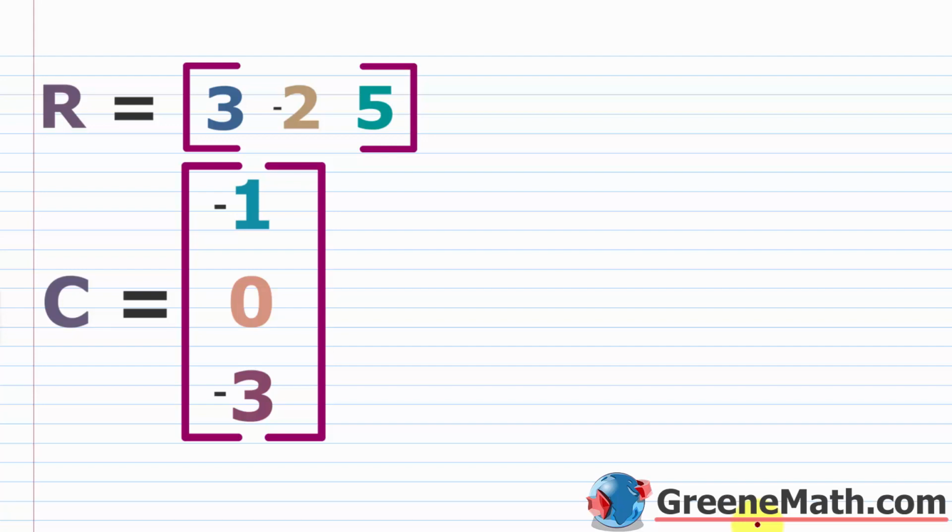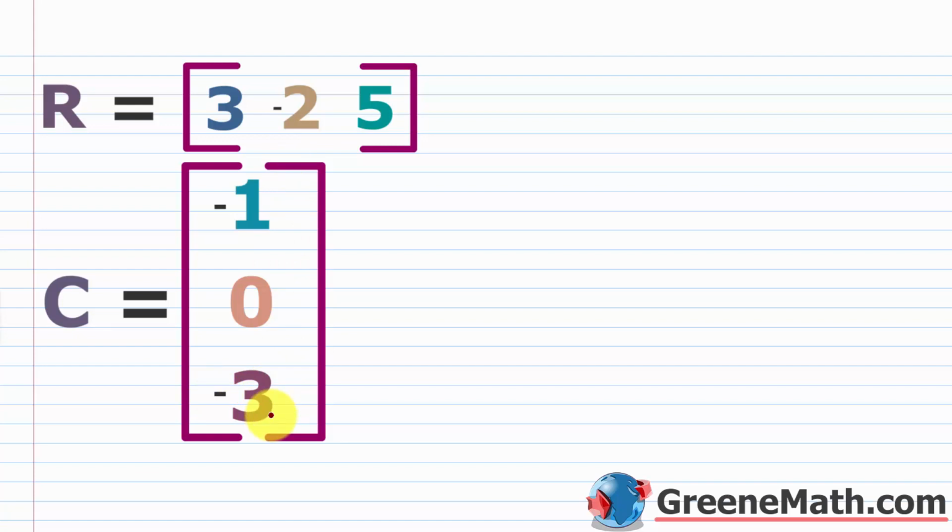So let's say we have these two matrices here. We have R, which is a row matrix. It's got one single row with 3, -2, and 5 as its elements. Again, you could call this a row vector if you wanted to. Then C is going to be one single column with -1, 0, and -3. So you could say this is a column matrix or a column vector.